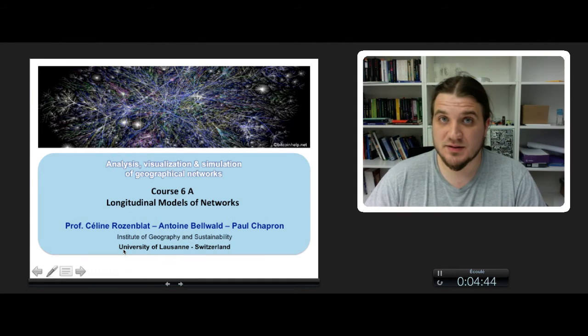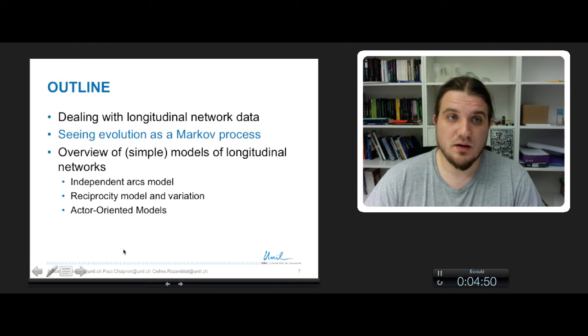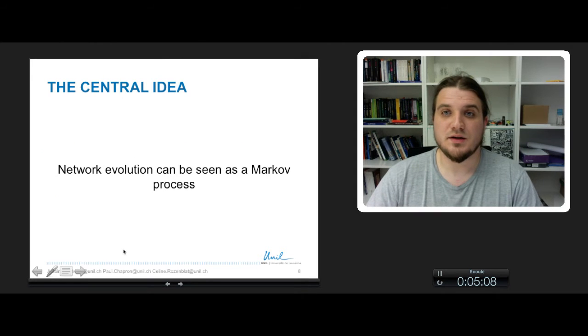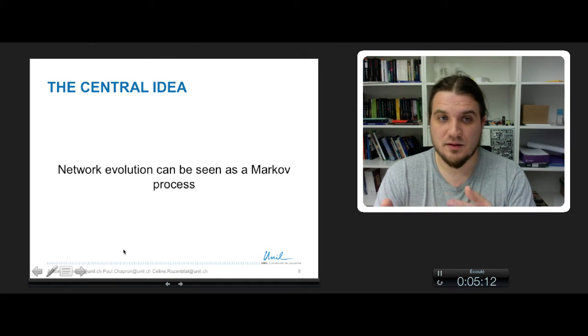Okay, so in this second part of the course 6A on network evolution models, we will see how a branch of statistics on stochastic processes called Markovian theory, with Markov chains and Markov processes, can be useful for describing the way networks evolve. So this is the central idea that we will specify and develop. Statisticians who knew Markov processes discovered that network evolution can be seen as a Markov process.